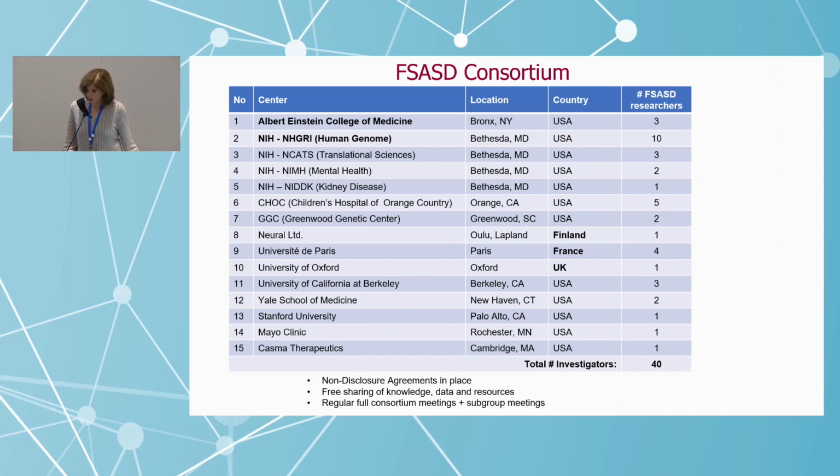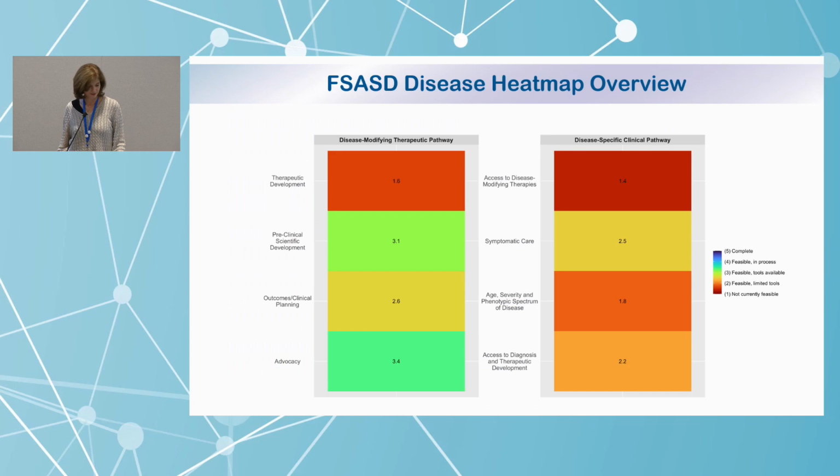This is what our consortium looks like now, representing 15 centers, 4 countries, and 40 investigators. So here's our heat map, and what is noticeable about our heat map is that it's a lot redder than a lot of the other heat maps that we've seen today.